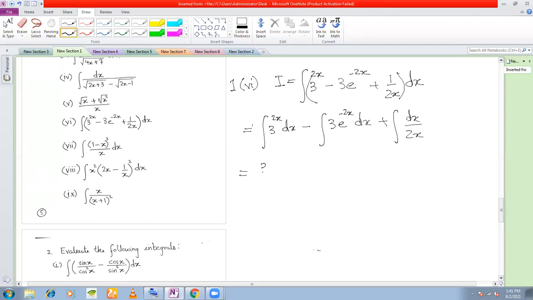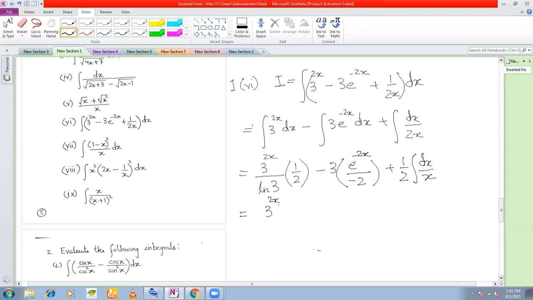So this integral should be a to the power of x divided by ln 3, log 3, isn't it? Not only that, but divided by the derivative of 2x. Derivative of 2x is 2. Is this clear? This integration? 3 times e to the power of minus 2x. E to the power of ax plus b integration. E to the power of minus 2x by minus 2 plus, and here you can take half out of the integration. You get half integral dx by x. So what do you get here?